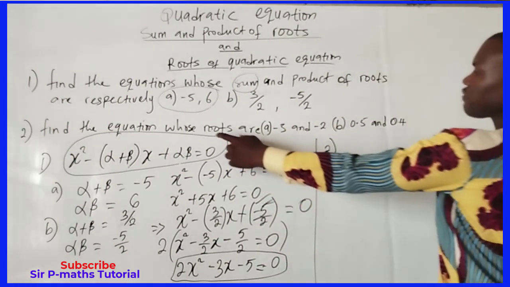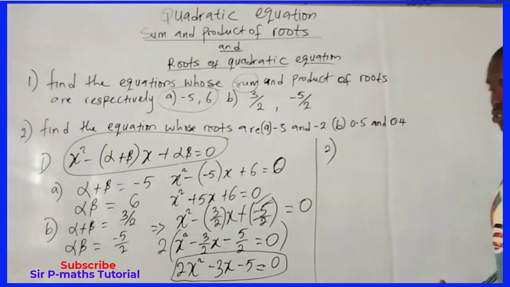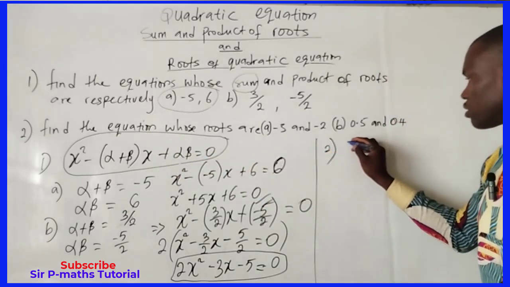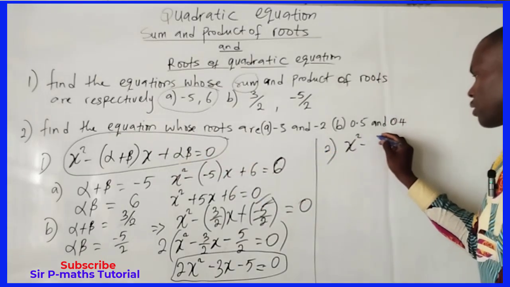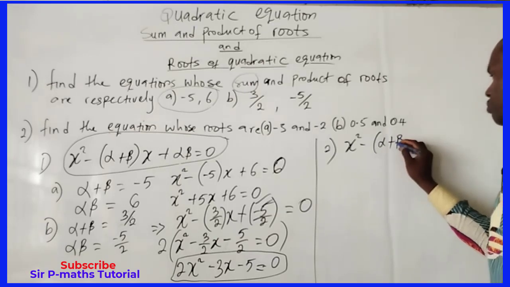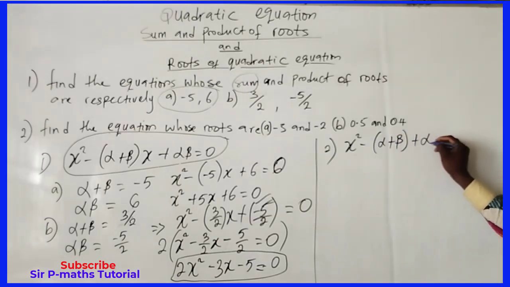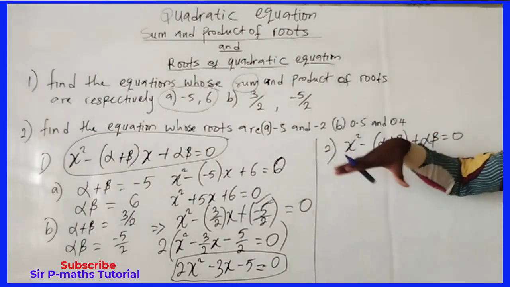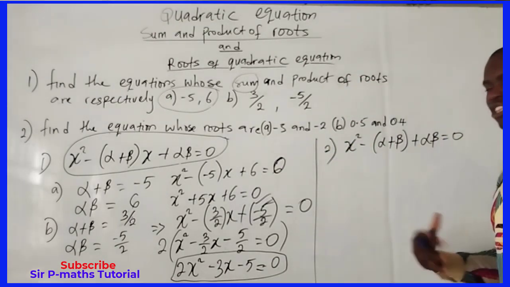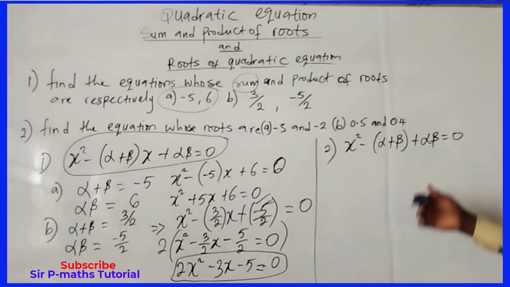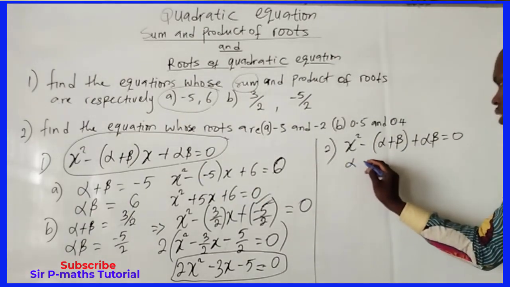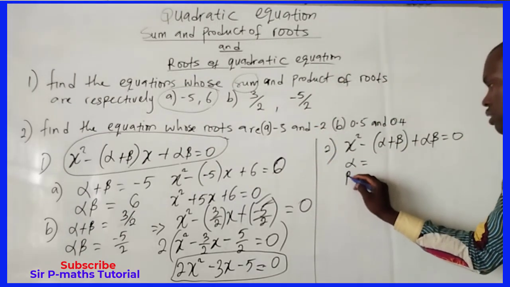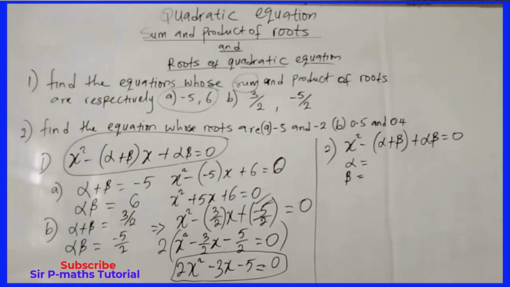But then let us solve number 2 question. In this case, we are given the roots of the quadratic equation. But meanwhile, we are still going to be making use of this formula. So let us recall it. x squared minus (alpha plus beta)x plus alpha beta equals 0. But in this second case, we are given the roots of the quadratic equation and not the sum and product. So the roots, alpha represents the first root, beta represents the second root.